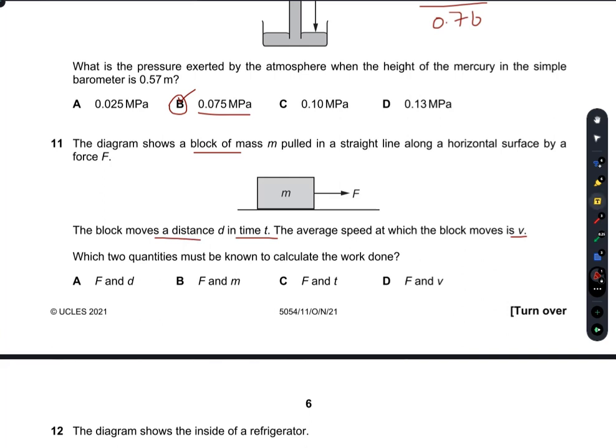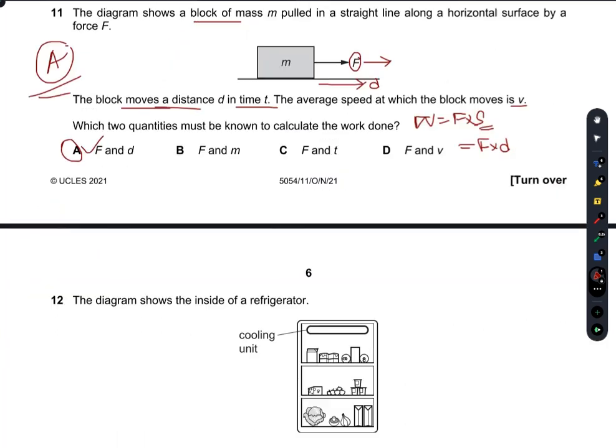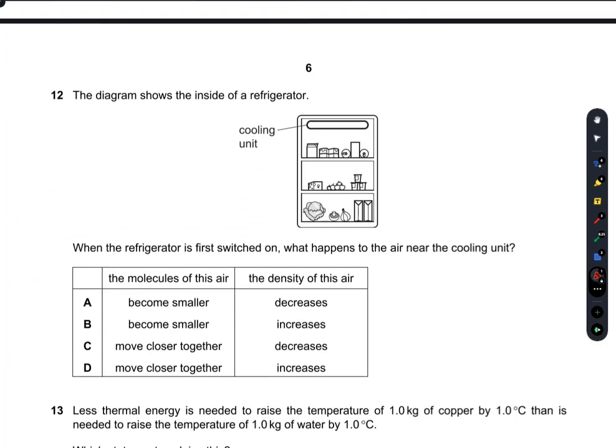Now, what is work? Work is force times displacement in the direction of the force. So force is acting in this direction and it moves a distance d in this direction. It will be simply F into d. So A is your right answer.